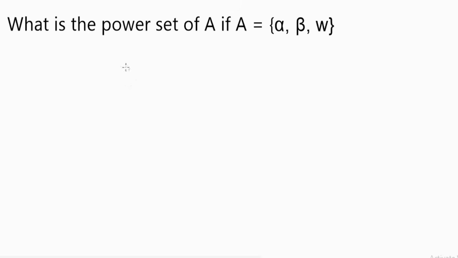So how do you deal with problems involving power sets? In this question we are asked, what is the power set of set A if set A equals these elements in the bracket? To solve power set, all you need is to apply the formula for power set, which is 2 to the power of n, where n is the number of elements in a given set. In this set A, the elements in the bracket are alpha, beta, and omega, so we have 3 elements. So the power set, which we represent with P, will be 2 to the power 3.